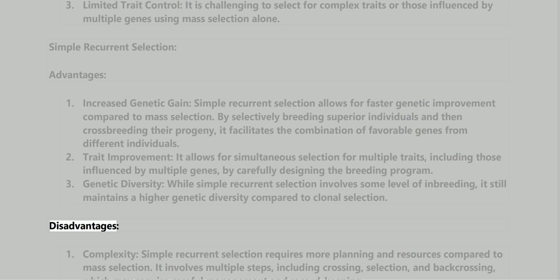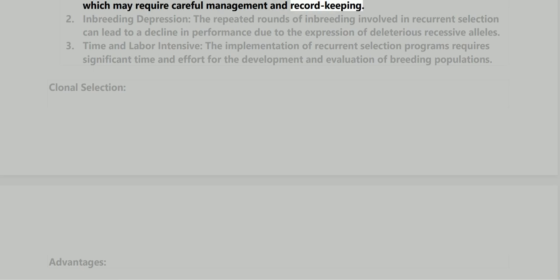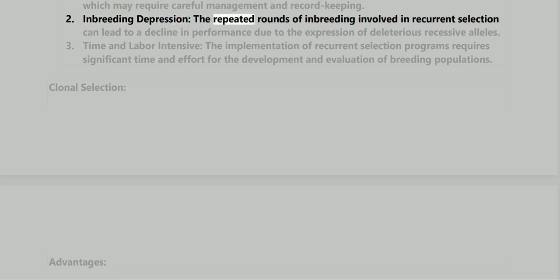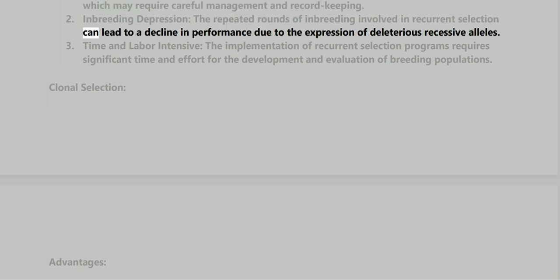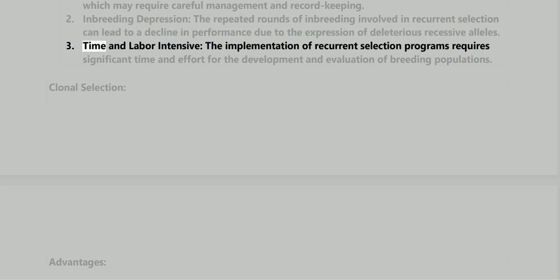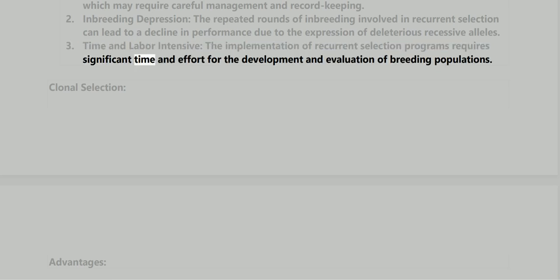Disadvantages. 1. Complexity. Simple recurrent selection requires more planning and resources compared to mass selection. It involves multiple steps, including crossing, selection, and backcrossing, which may require careful management and record keeping. 2. Inbreeding depression. The repeated rounds of inbreeding involved in recurrent selection can lead to a decline in performance due to the expression of deleterious recessive alleles. 3. Time and labor intensive. The implementation of recurrent selection programs requires significant time and effort for the development and evaluation of breeding populations.